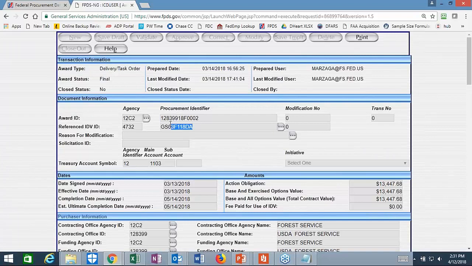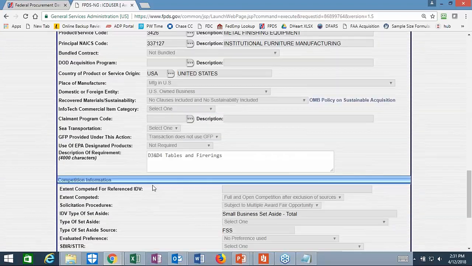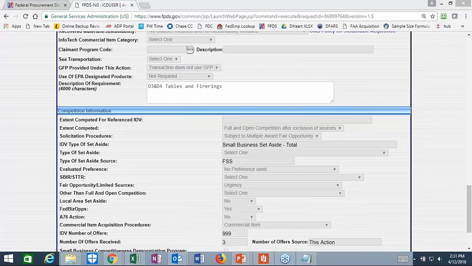Delivery order against referencing a federal supply schedule. I come down to the competition section here in blue. I see FSS and I see urgency right here, and the number of offers, 3. Beverly, if you can, or Chuck, another panelist on the line. That doesn't make much sense to me. Beverly, you're on.